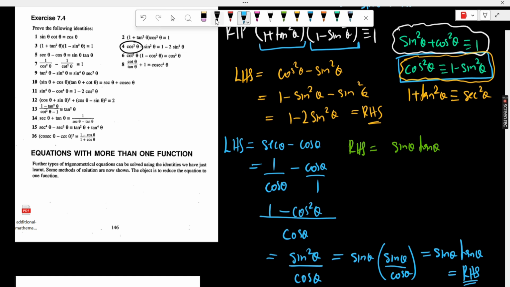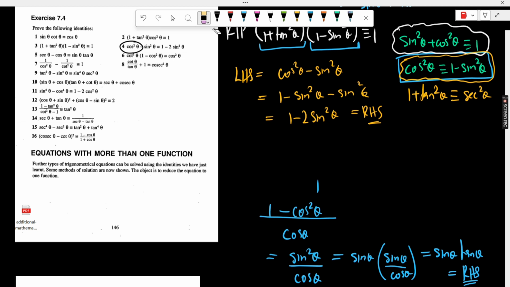Number 6. So let's tackle number 6. I'll probably just tell you what identity you need to use, and you can go ahead and try number 6.